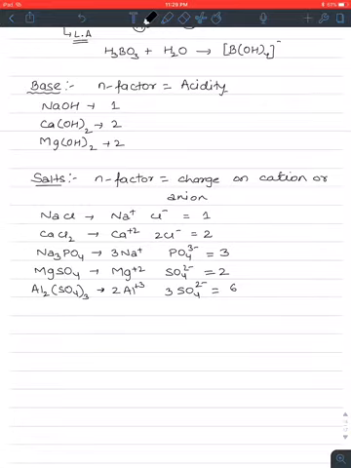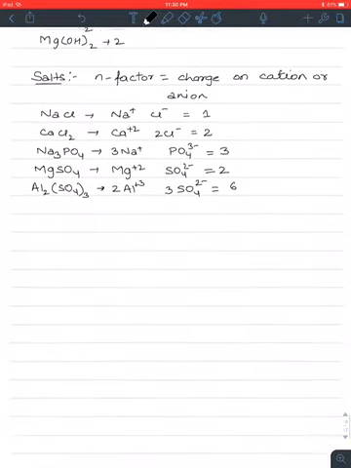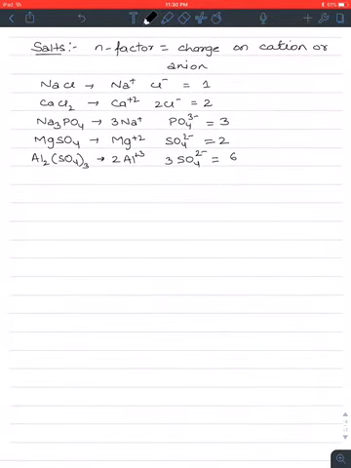So for salts, N factor is equal to the charge on the cation or the charge on the anion, or we can say the total charge on cation or anion. It's also clear, N factor for salts.